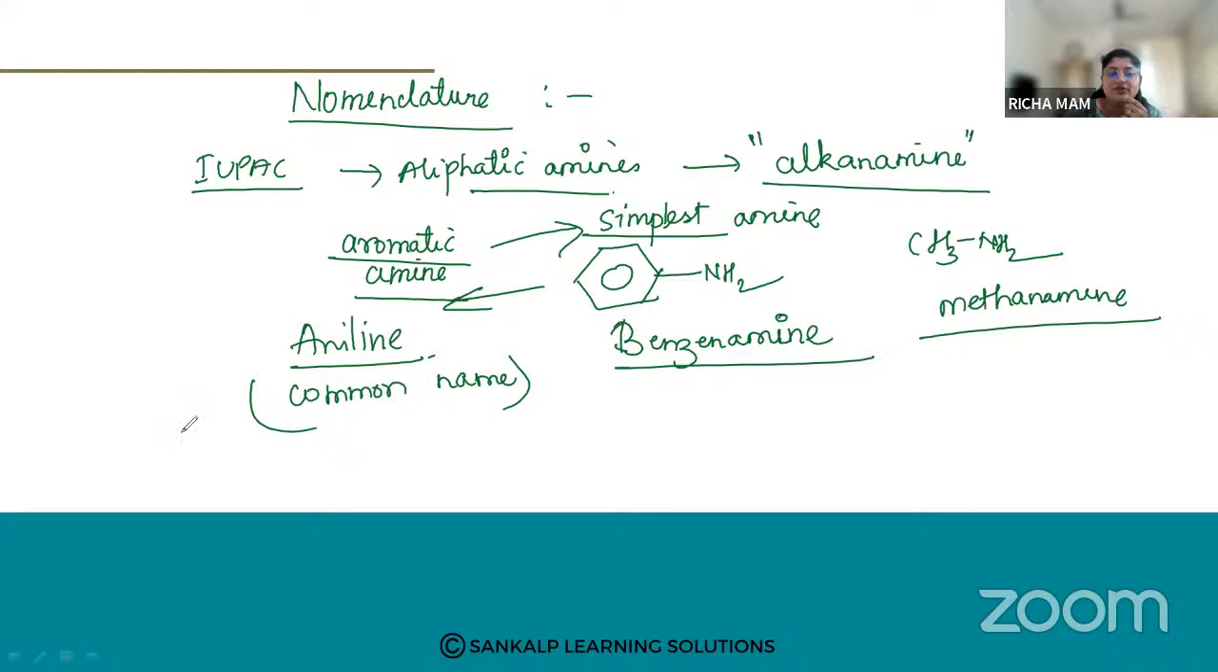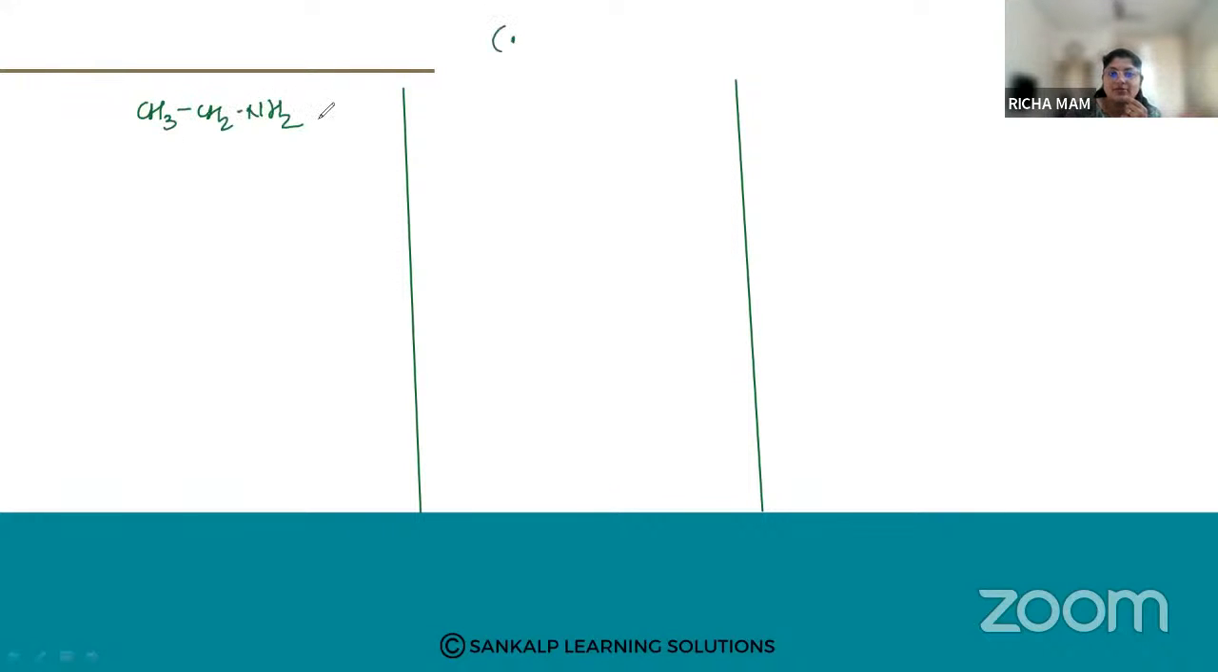Now I'll give you the compounds, and you have to tell me the names. Let us start. CH3CH2NH2. I'll tell the common name, you tell the IUPAC name, because the IUPAC name is important. The common name is ethylamine. What is the IUPAC name, students? Try to name it.